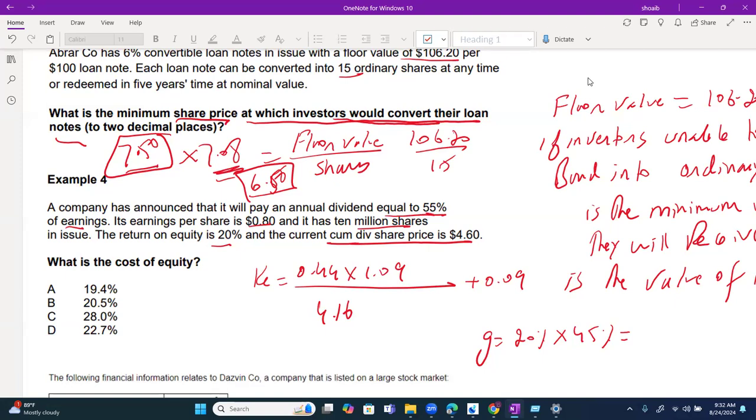Let's calculate the cost of equity. 20.5 is the answer.